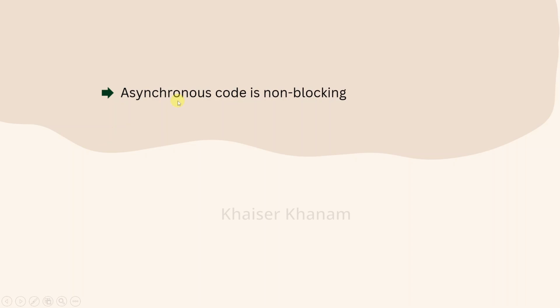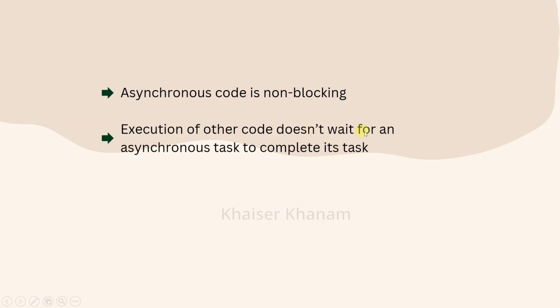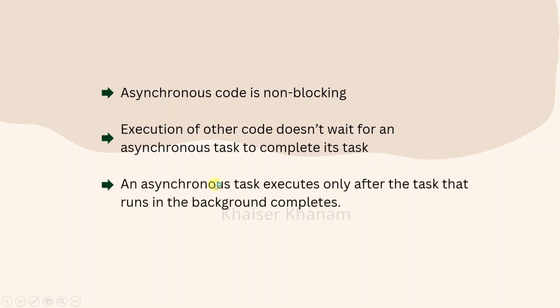So what you understood by seeing that example: asynchronous code is non-blocking. It is not going to block the entire code. Whatever code is taking a long time will be running in the background. Once it is completed, only then will that code be executed. Execution of other code does not wait for an asynchronous task to complete, and also, an asynchronous task executes only after the task that runs in the background completes.